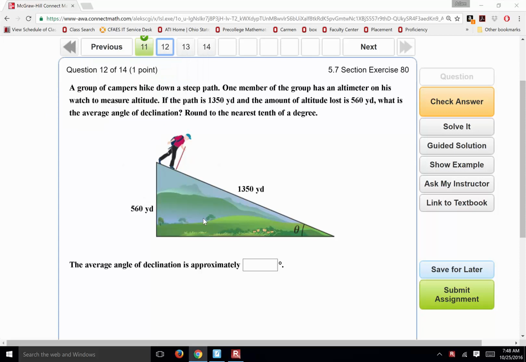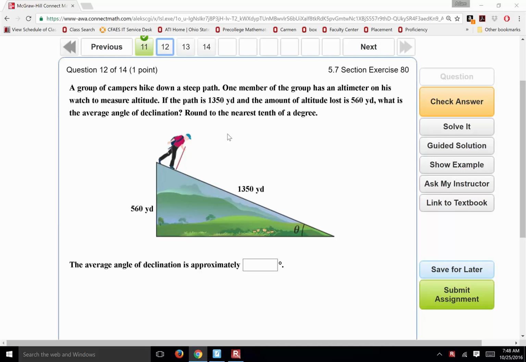Right, good morning everyone. We're about to finish chapter 5. This is our last section, and we were finding inverse functions, and one application of inverse functions is here.